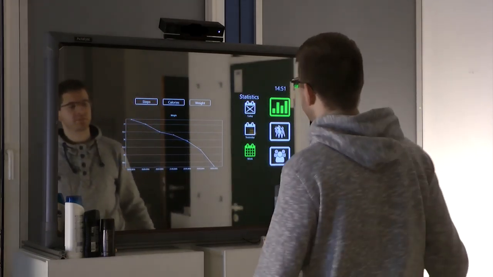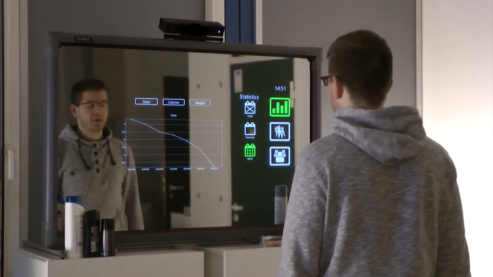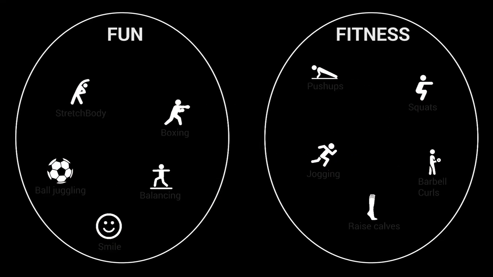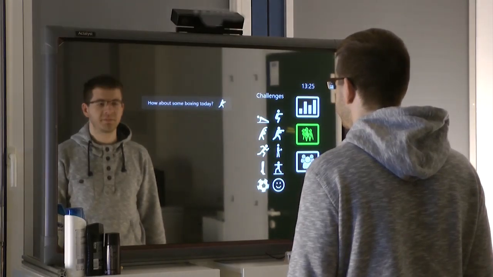In order to wake up and get motivated for the day, Alex decides to do some exercises. He has a choice between fun and fitness exercises. For example, juggling or squats. The system suggests boxing.